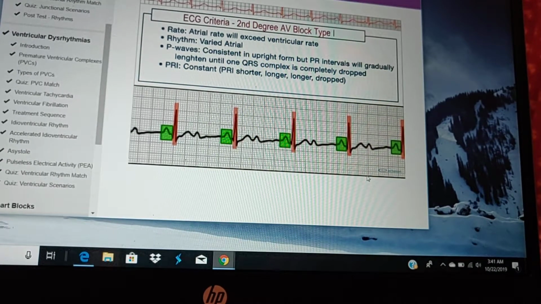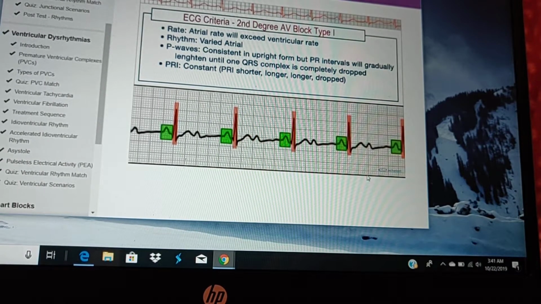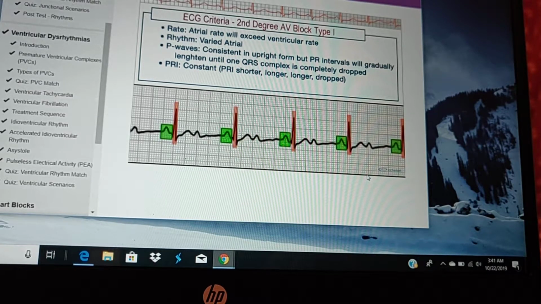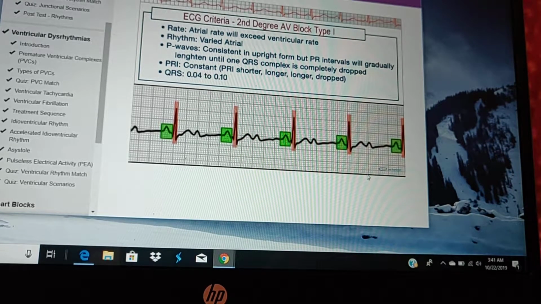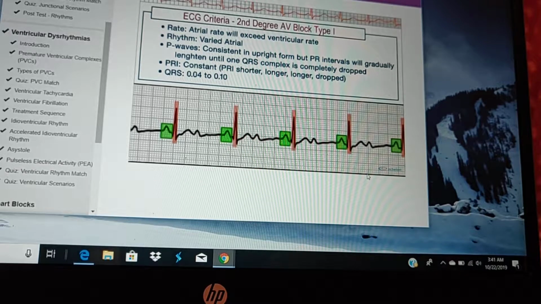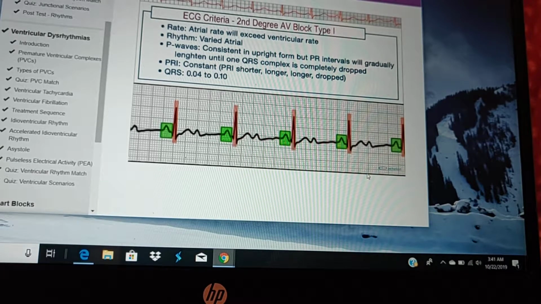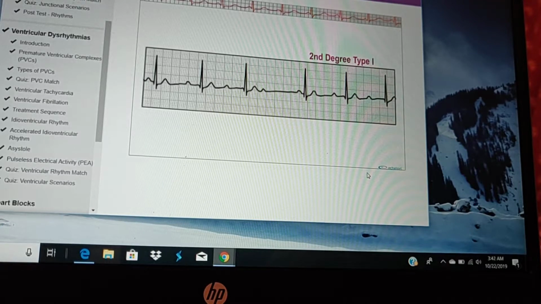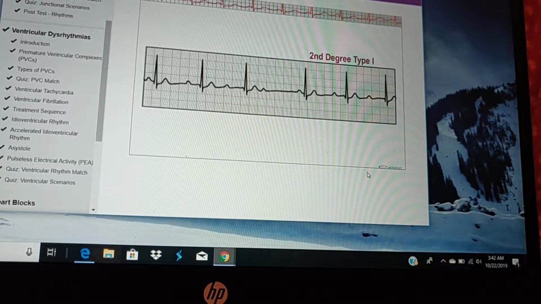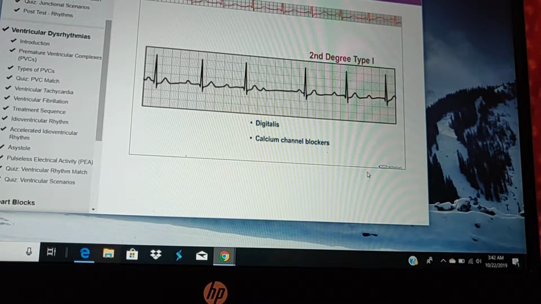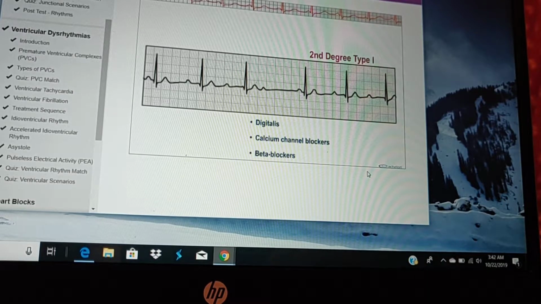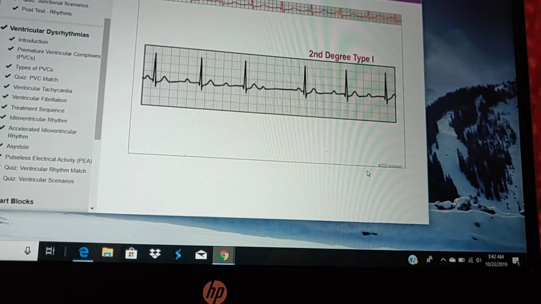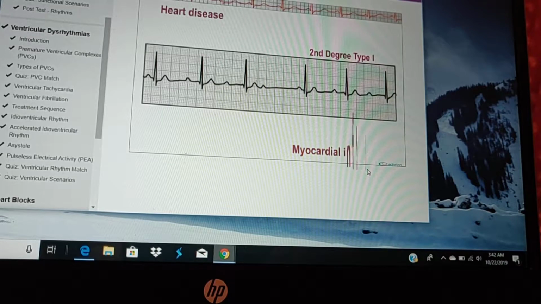PRI: not constant. PRI shorter, longer, longer, dropped. QRS: 0.04 to 0.10 seconds. A second-degree heart block type 1 may occur with the use of some drugs such as digitalis, calcium channel blockers, or beta blockers. It is also associated with heart disease and myocardial infarction.